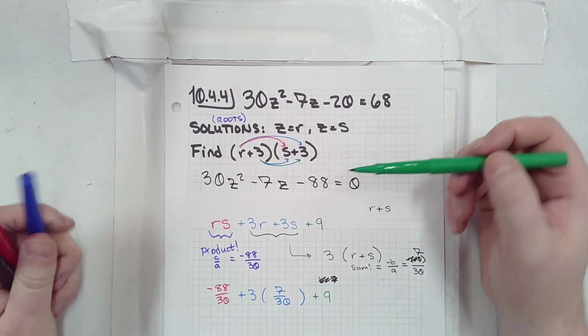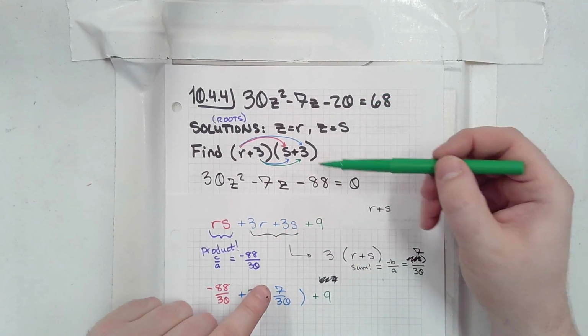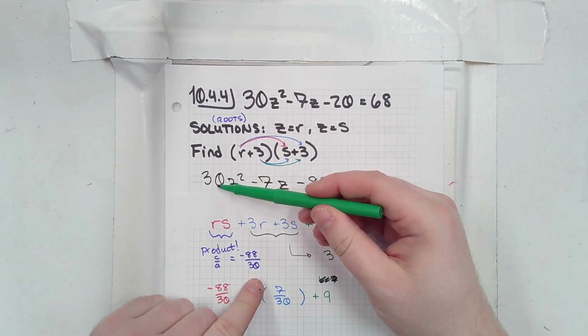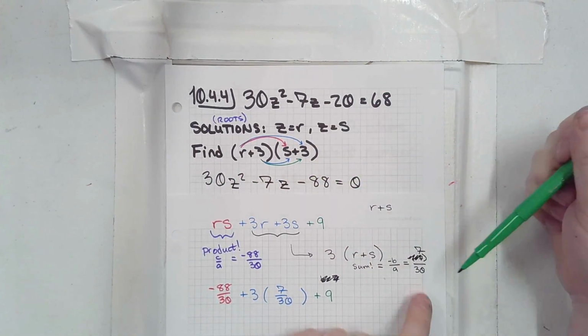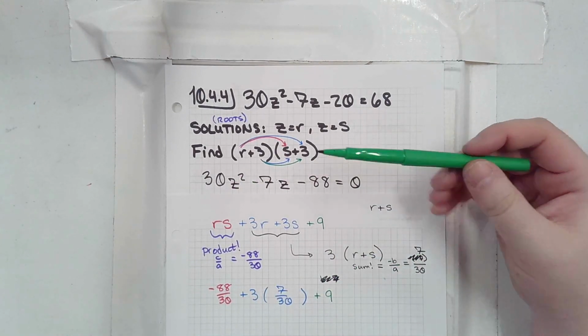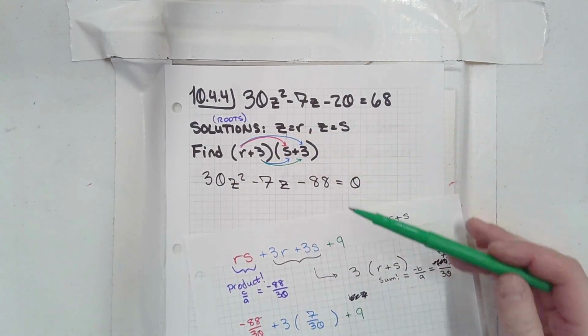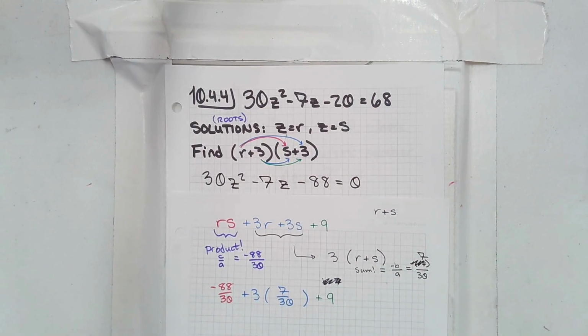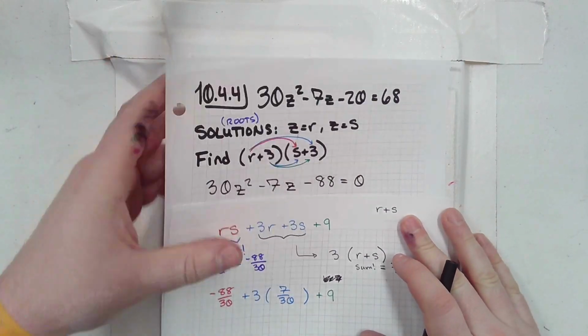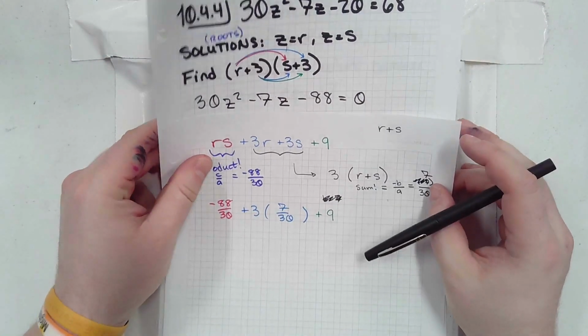of the roots that they multiply to C over A, and that they add to negative B over A. And I can use that to figure out what'll happen with this, right? What'll happen when I multiply those. So now we distribute that 3, we multiply, and then we try to get common denominators.